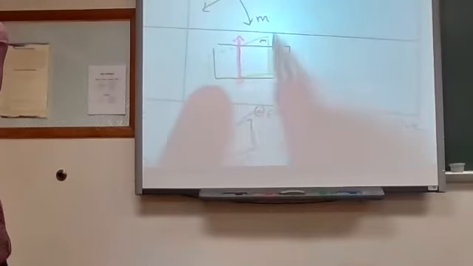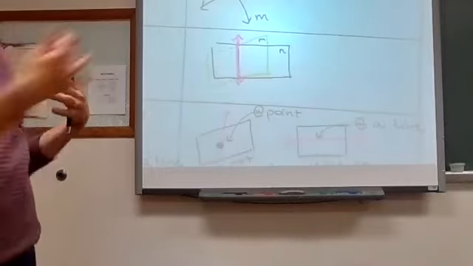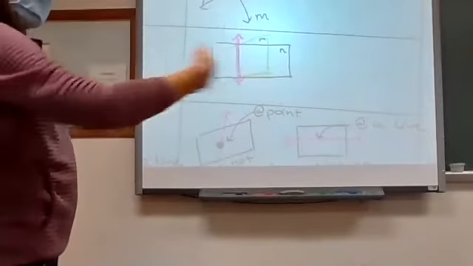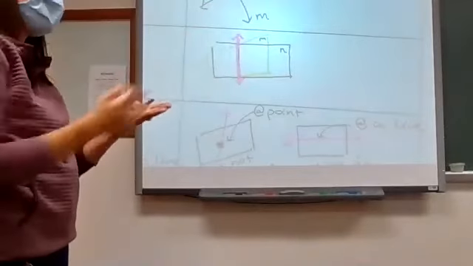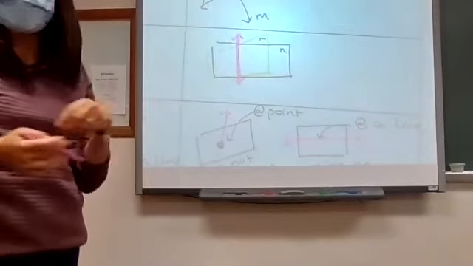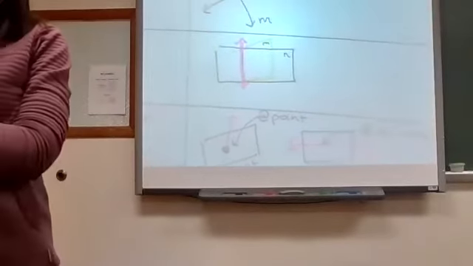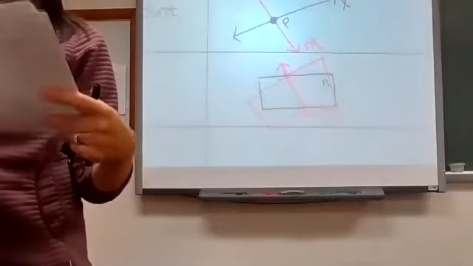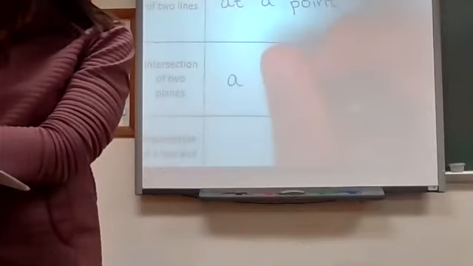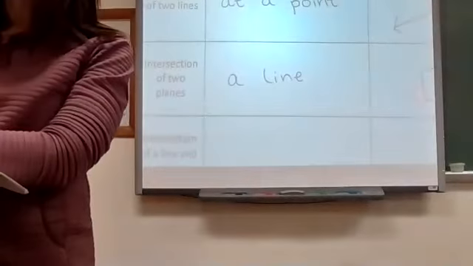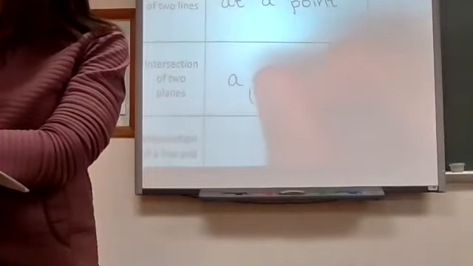Okay, so I have this one plane and this other plane, and again, they're extending beyond what that rectangle is actually drawn as. So they hit, and it's a line running along them. So the intersection of two planes is a line. Again, it extends infinitely.